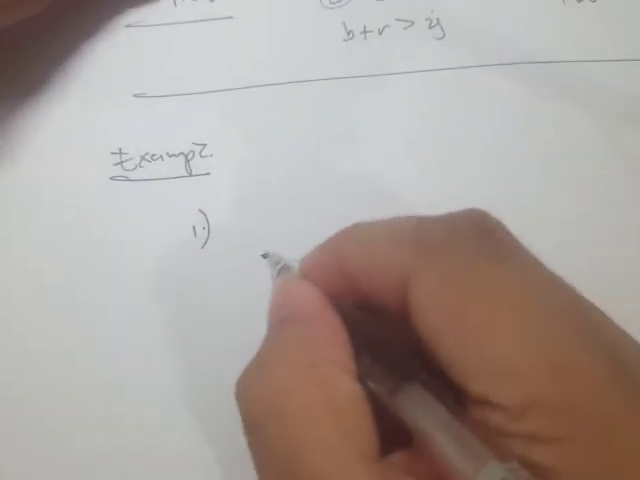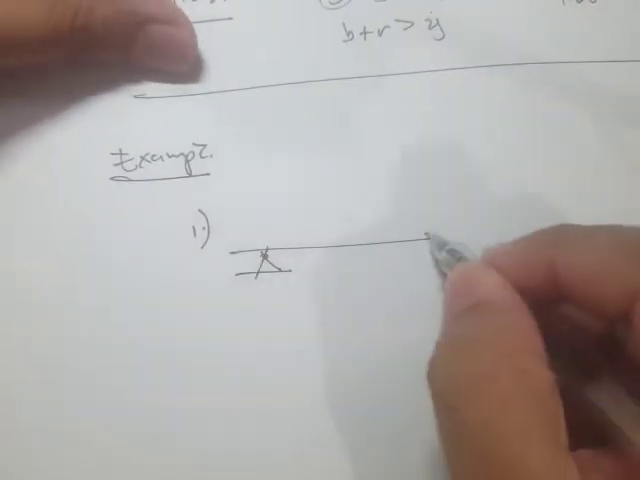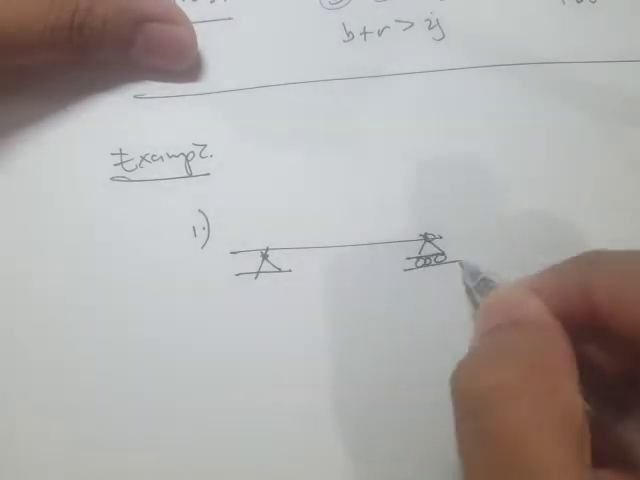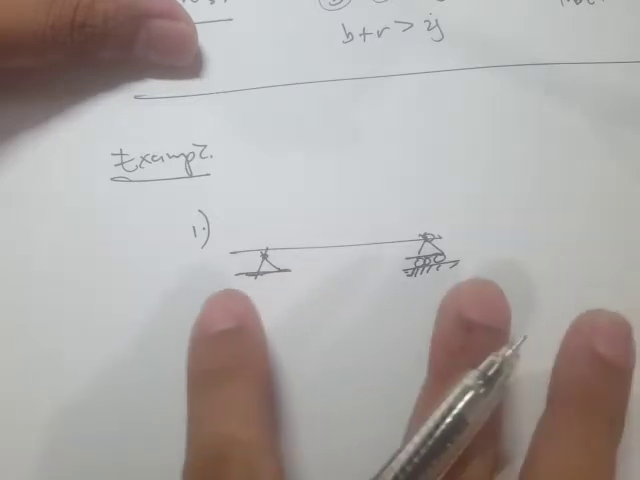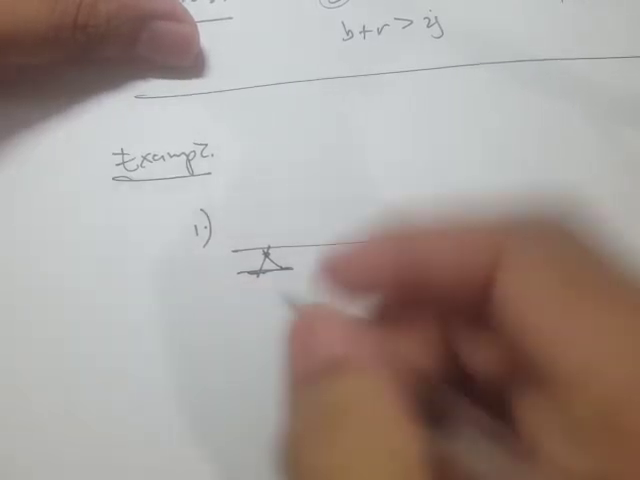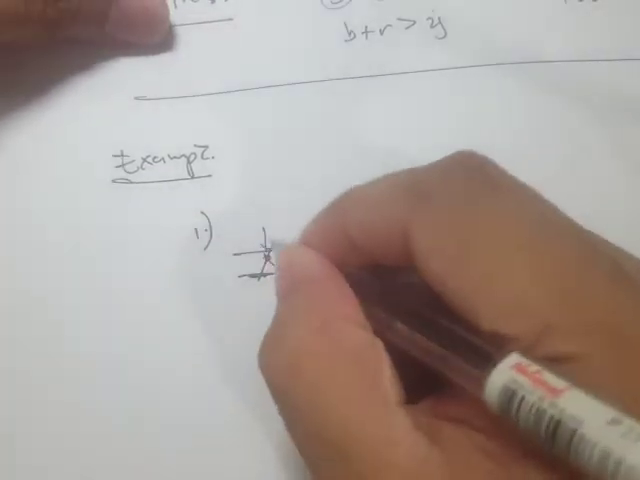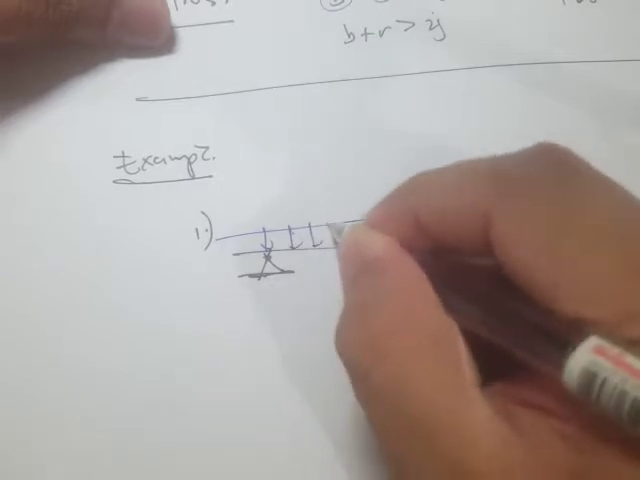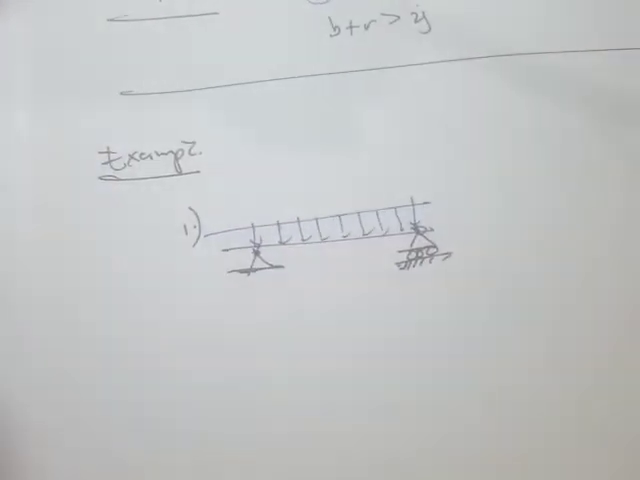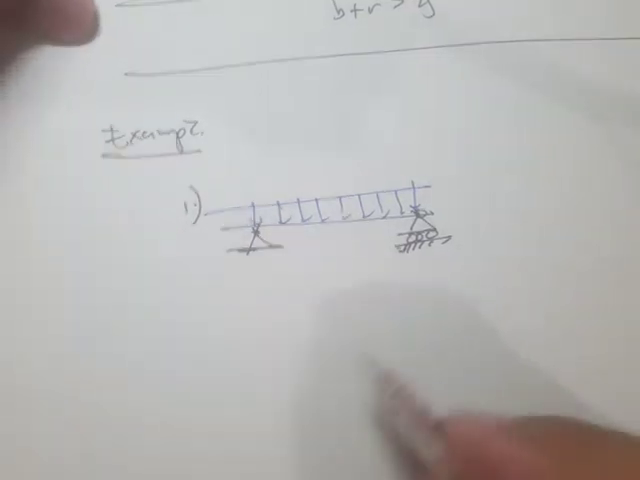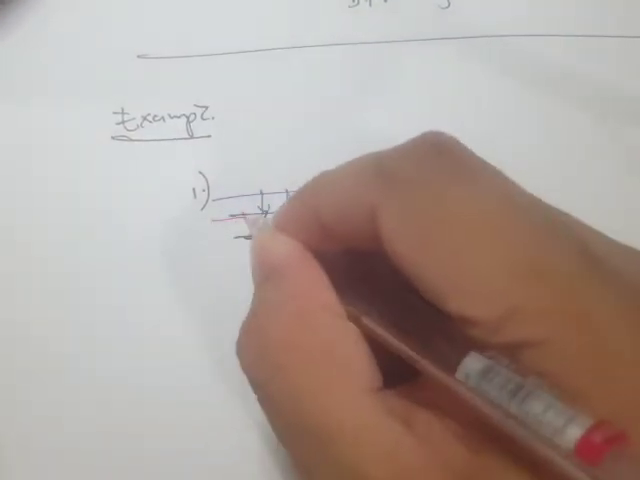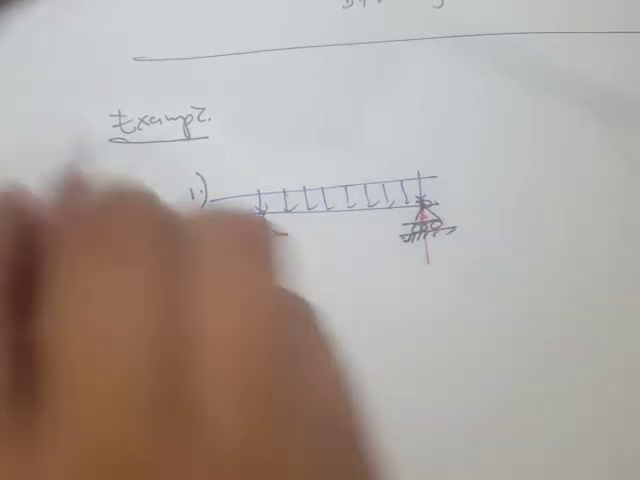Okay, so example number 1, let's say we have a simply supported beam. When we say simply supported beam, it's a type of beam that has a pin and roller support. Let's say this is our loading. Then how many support reactions do we have? Recall that for a pin we have 2, and for a roller we have 1.